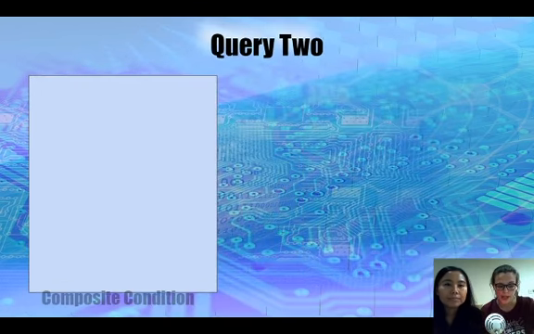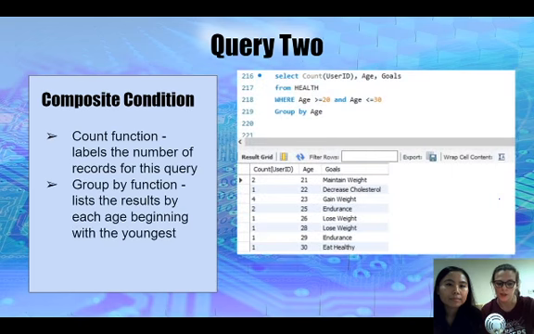Our next query utilized a composite condition to display the users whose age is between 20 and 30 years old along with their goals. We ran select count, user ID, age, goals from health, where age is greater than or equal to 20 and age is less than or equal to 30, grouped by age. As an aggregate function, we are using the count function. It returns and labels the number of records for this query. The group function lists the result by each age beginning with the youngest.